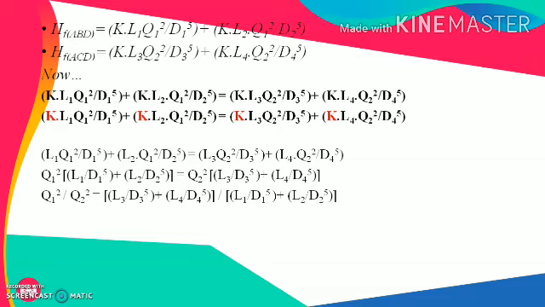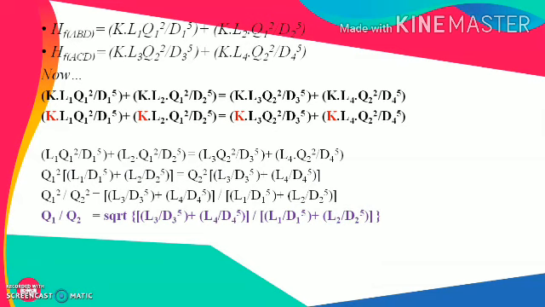So the equation becomes Q1 square upon Q2 square equals L3 upon D3 raised to 5 plus L4 upon D4 raised to 5, upon L1 upon D1 raised to 5 plus L2 upon D2 raised to 5. So we can calculate Q1 upon Q2 as the square root of the right hand side term, that is L3 upon D3 raised to 5 plus L4 upon D4 raised to 5, divided by the sum of L1 upon D1 raised to 5 and L2 upon D2 raised to 5.